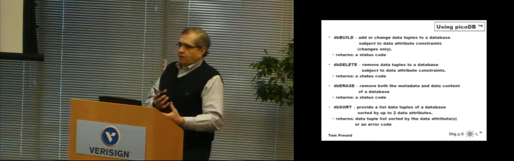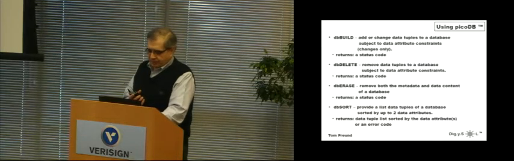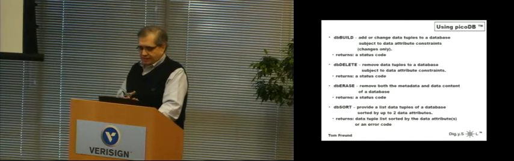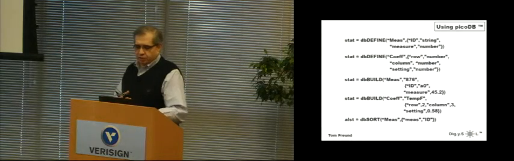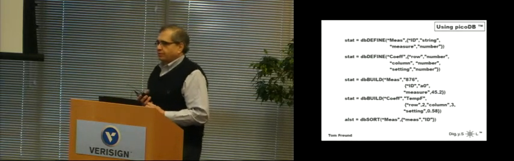And what comes out of the database is a list of sorted tuples based on these particular two attributes from that database. Or, of course, an error code if something went wrong in that particular situation. Here we've got a few examples of how we use picoDB.